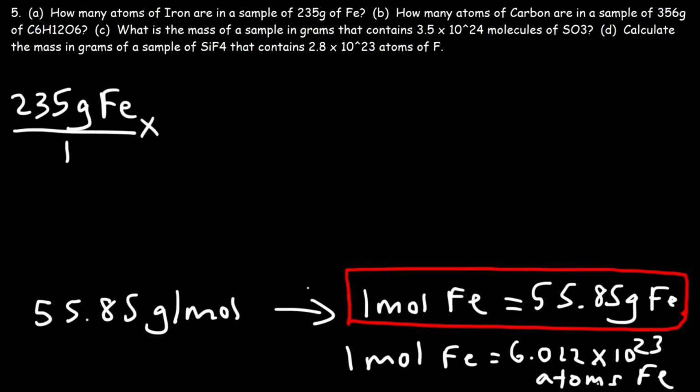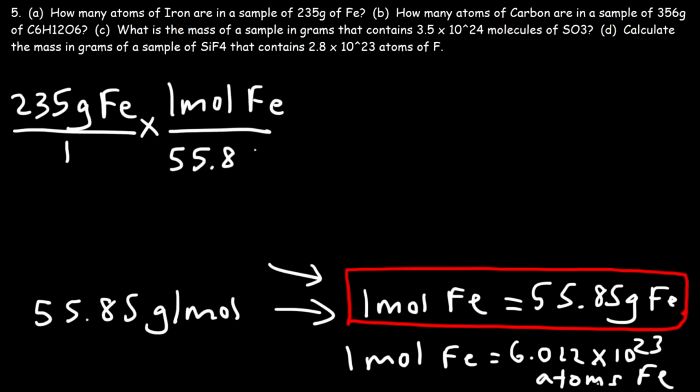Now, let's use the first conversion factor to convert it from grams to moles. So we need to put grams on the bottom. 1 mole of Fe has a mass of 55.85 grams of Fe. So we could cancel the unit grams of Fe.